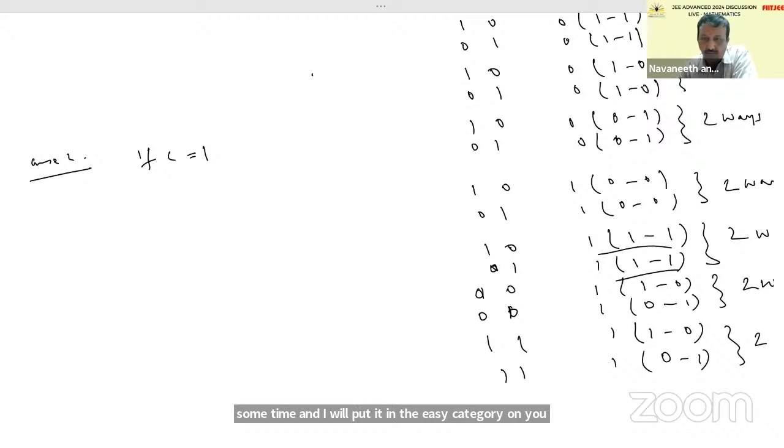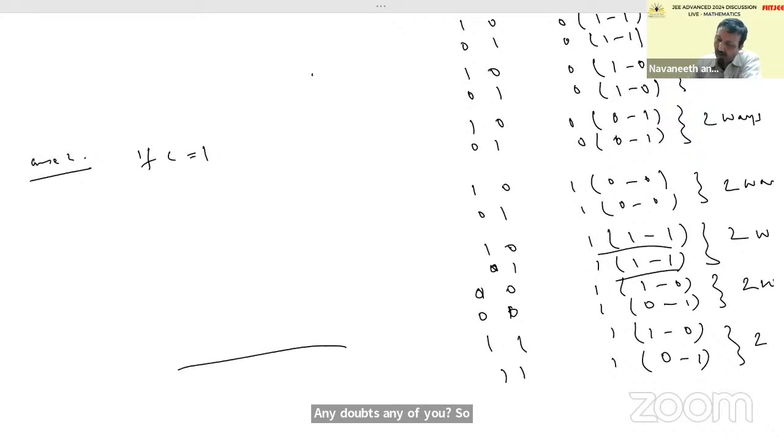Any doubts, any of you? So the answer is 16. 8 plus 8, 16 is the answer. And it can be very well done by anyone who has seriously prepared for JEE Mains also. It's a normal question, and everyone should have done that.